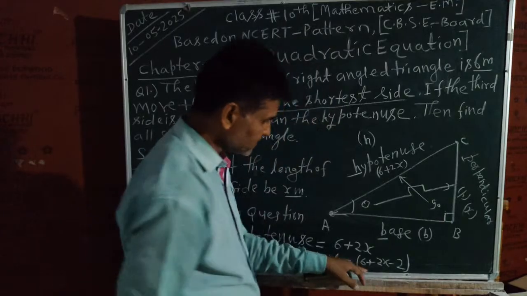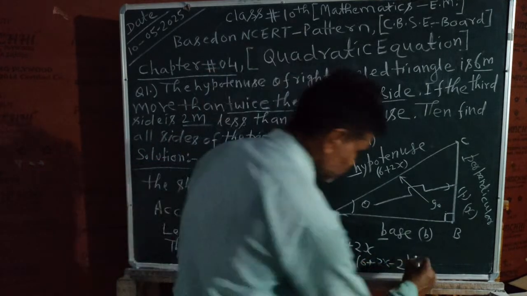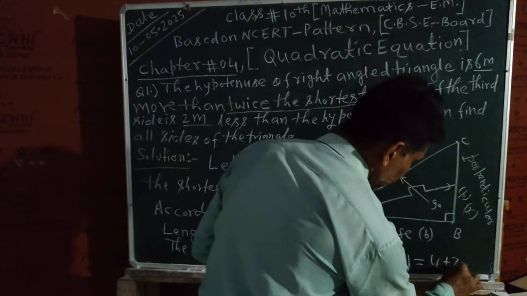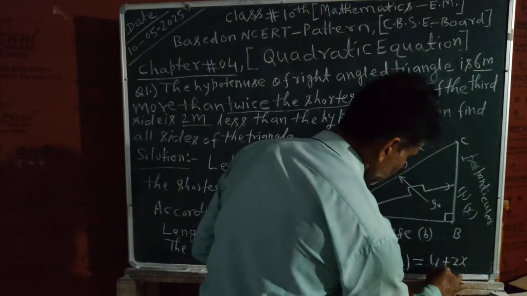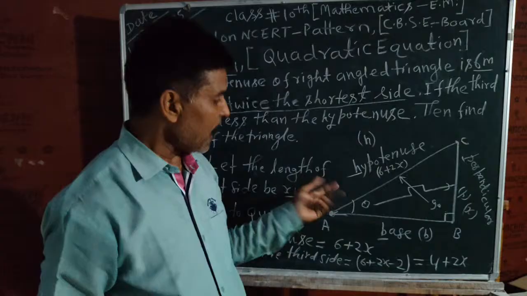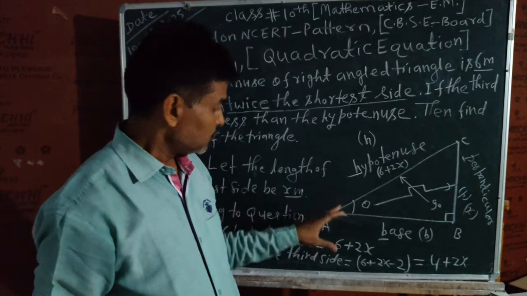After simplification, I will subtract 2 from 6, so I will get 4 plus 2x. Okay, student. So already, according to the question, I have written all the information here.